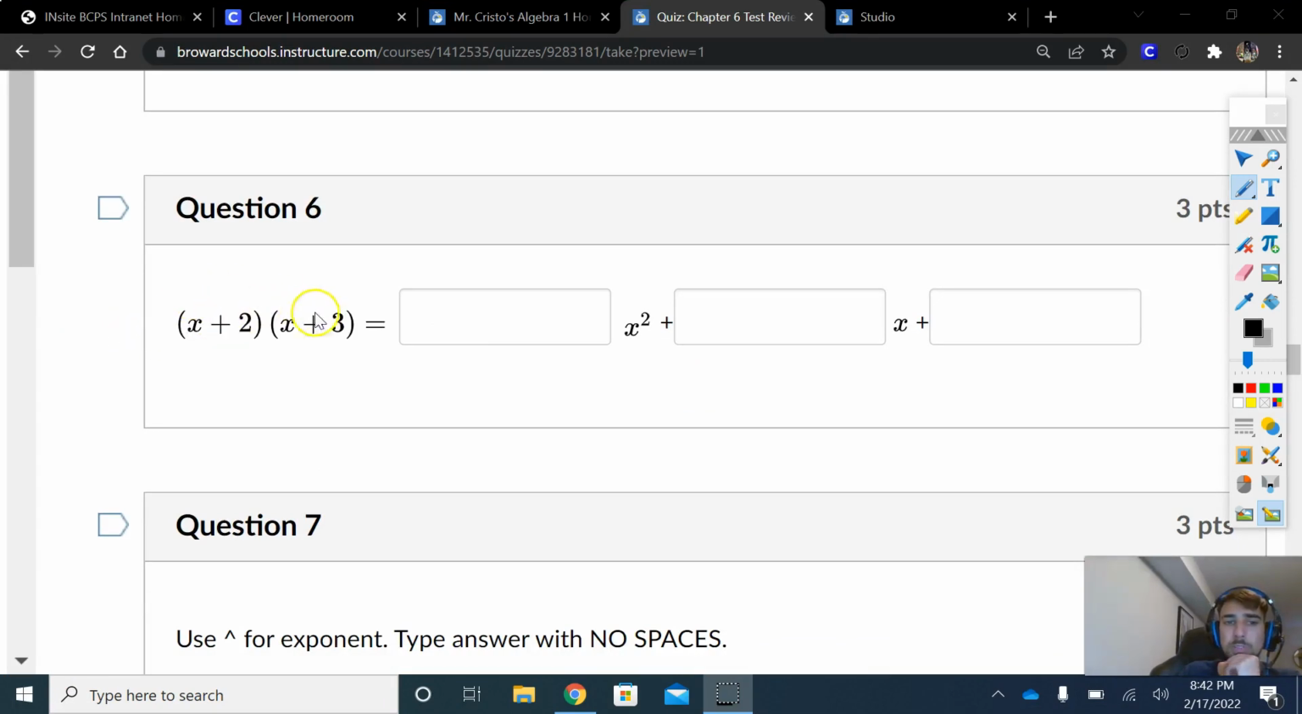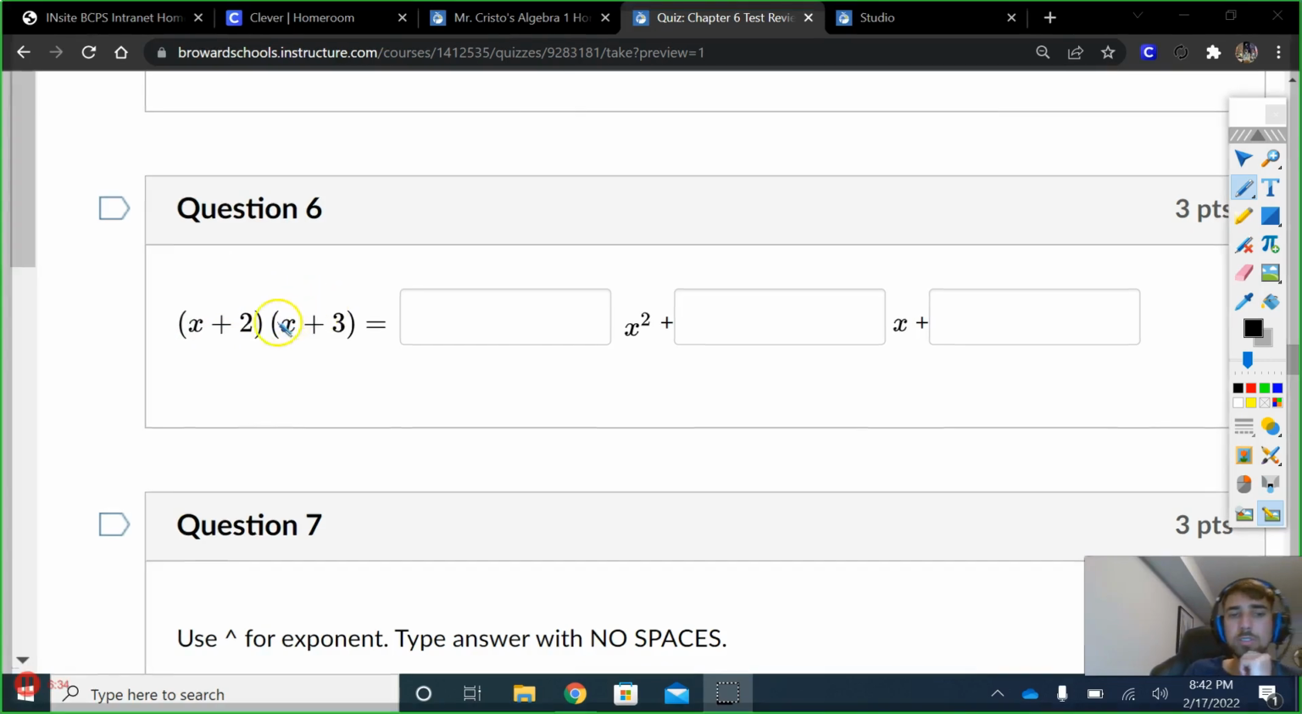You can foil this if you guys really feel like getting the right answer. I'll do it, but remember the rule that you can add these two to give you the middle term, and then you can multiply those two to give you the last term, and then x times x is just going to give you x squared, which is like saying 1x squared. But even then, I'll just foil it too, just so you guys can double check.